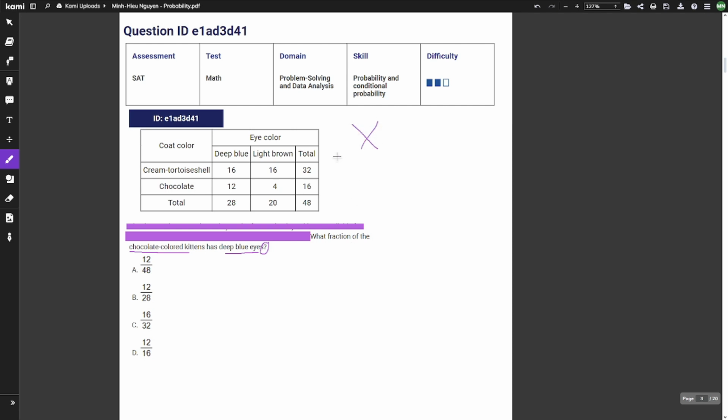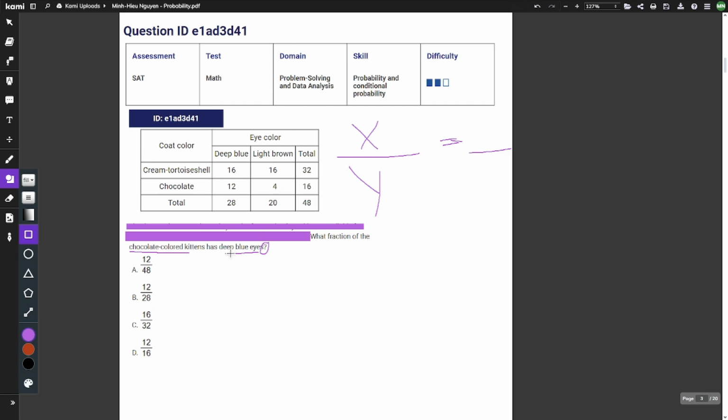So once again, 2 pieces of information we need to know. We want the fraction of chocolate-colored kittens. That's going to be our y. So the chocolate-colored kittens, that's going to be our y. And then the kittens that have deep blue eyes, that's going to be our x. So let's move on to our table now.